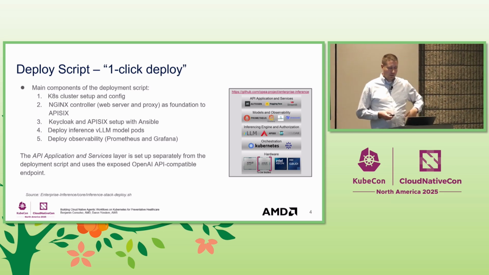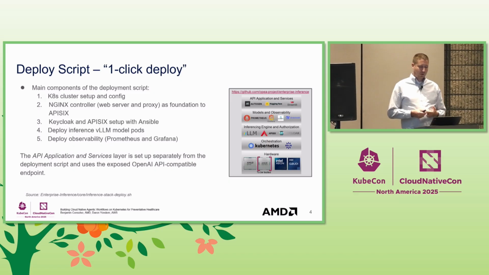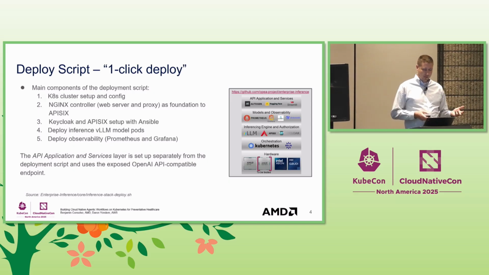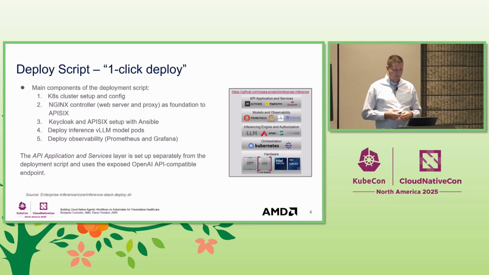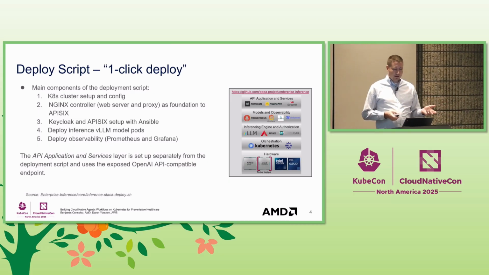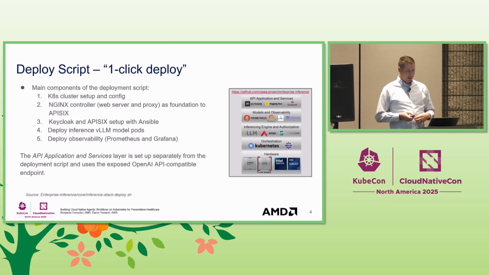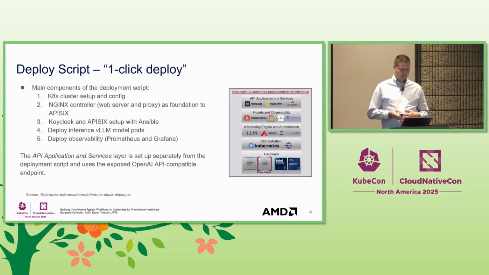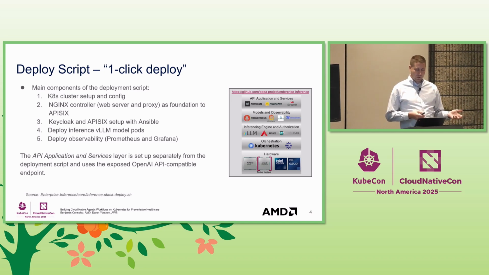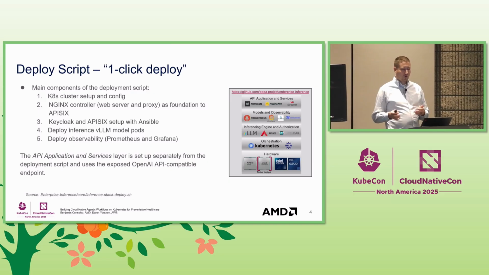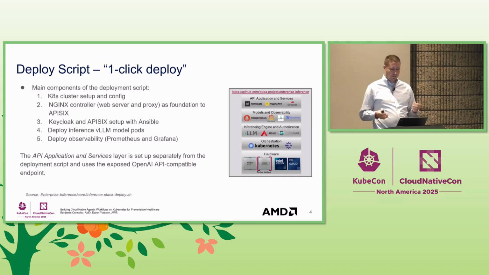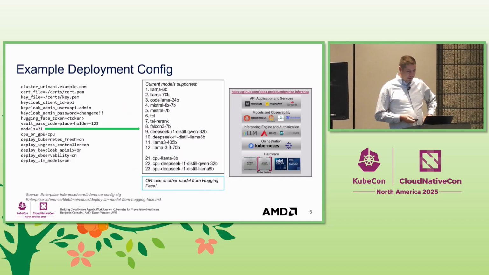The main components of the deployment bash script are setting up the Kubernetes cluster and the config, the NGINX controller as the foundation to APISIX, Keycloak and APISIX setup with Ansible, and then using vLLM for inference for the LLMs. And then observability with Prometheus and Grafana. Then the application layer on the front end is set up separately from the deployment script because it's actually using the OpenAI API endpoint. It's pulling from that backend deployment.